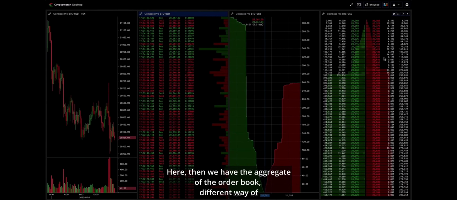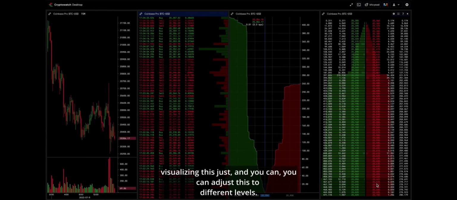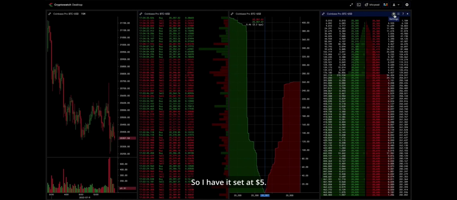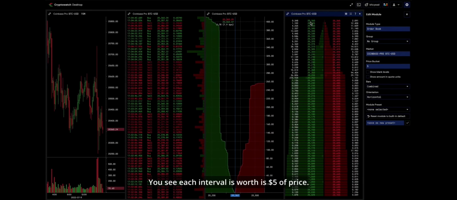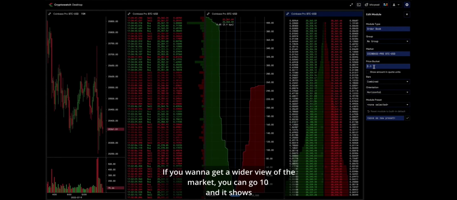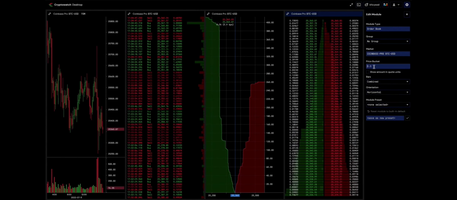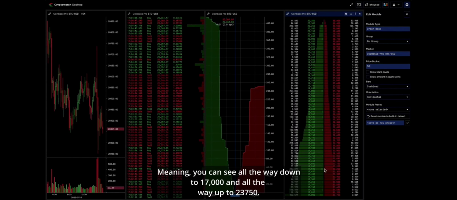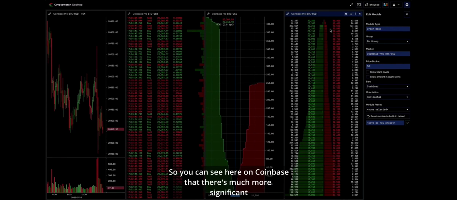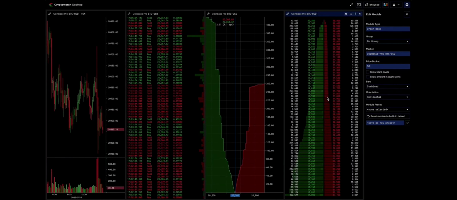Here then we have the aggregate of the order book. Different way of visualizing this. And you can adjust this to different levels. So I have it set at $5. You can see each interval is $5 of price. You can do whatever you want. If you want to get a wider view of the market, you can go 10, and it shows you all the way down into the 19. You can even go 50, meaning you can see all the way down to 17,000 and all the way up to 23,750. So you can see here on Coinbase that there's much more significant liquidity below than there is above in terms of resting orders on the books.